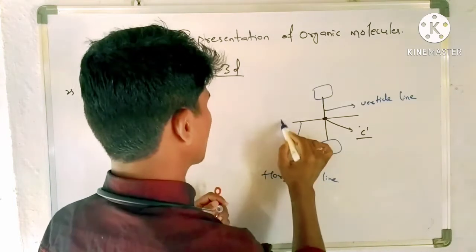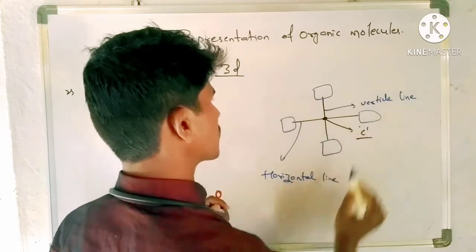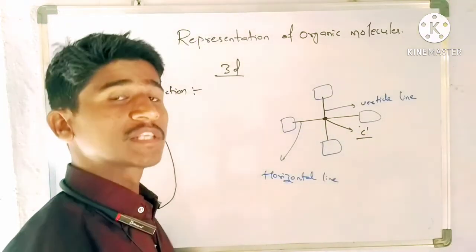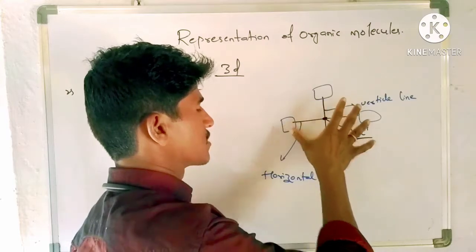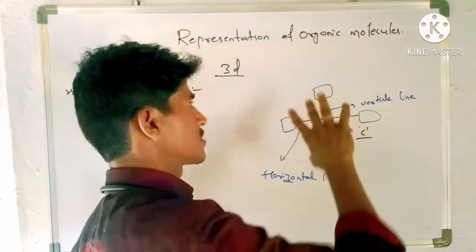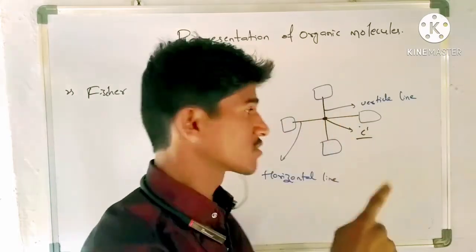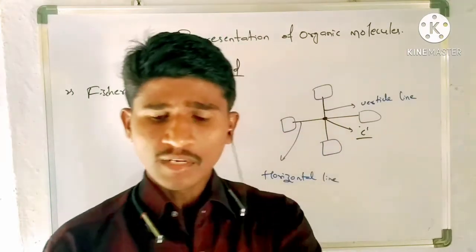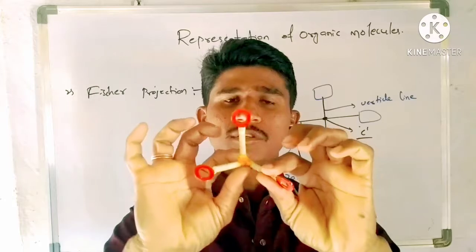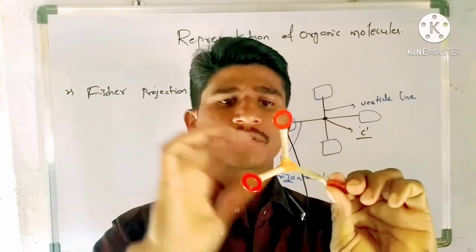Now here the groups which are present on the horizontal line are known as horizontal groups. Now which groups you have to represent at the horizontal places and which groups at the vertical places, let us discuss. So this cross mark, you have to remember that this cross is nothing but a carbon. Let us consider this is methane. So this is the carbon, hydrogen.